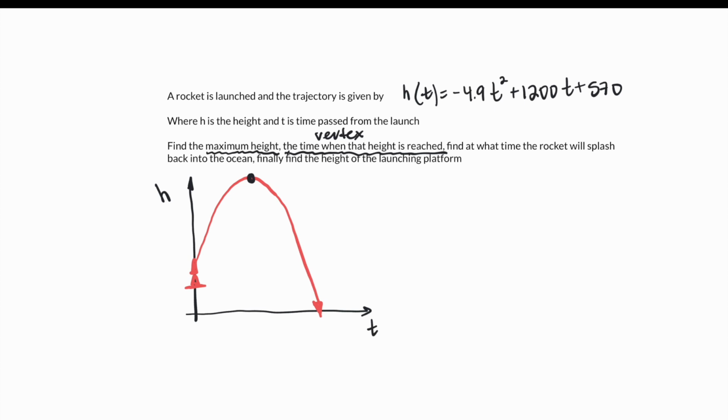The time the rocket will splash back into the ocean, that's this point right here. So the time the rocket will splash back into the ocean is the x-intercept, and that's where you make your y 0. And then finally, the height of the launching platform, that's this point right here. And to find that, you find the y-intercept.